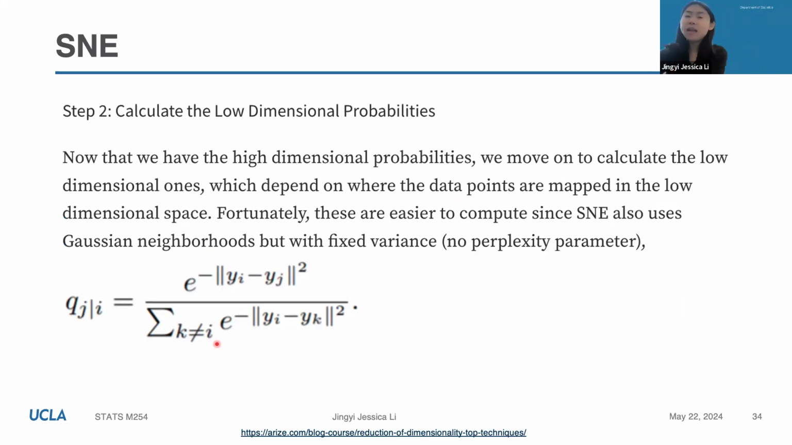Step 2, you calculate low dimensional probabilities. Now that we have high dimensional probabilities, we move on to calculate the low dimensional ones, which depend on where the data points are mapped in the low dimensional space, the 2D. Fortunately, these are easier to compute. SNE also uses Gaussian neighborhoods, but with fixed variance. So there's no sigma i, no perplexity in the low dimensional probability. You just take the low dimensional Euclidean distance, apply this Gaussian kernel, and that's your Qj given i. But please bear in mind, since Yi and Yj are what we try to find, this is just conceptual. We don't know how to calculate it yet. So we're trying to make it close to the Pj given i to find Yi and Yj.